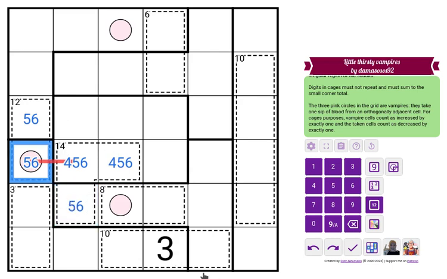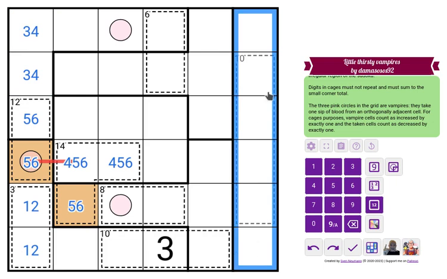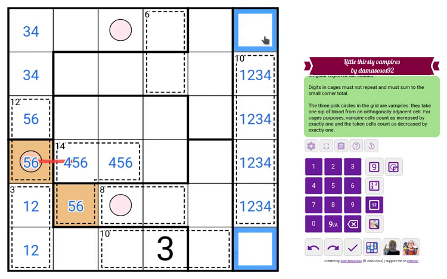These are the same. This way, maybe. This is unaffected by this vampire, so this is natural 3, 1, 2, and here 3, 4. We have a cage of 4 cells summing to 10, so this is 1, 2, 3, 4, these are 5, 6.